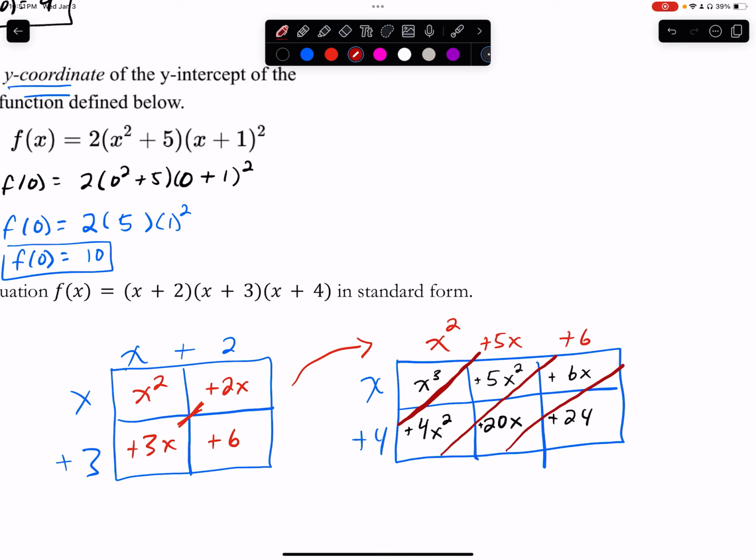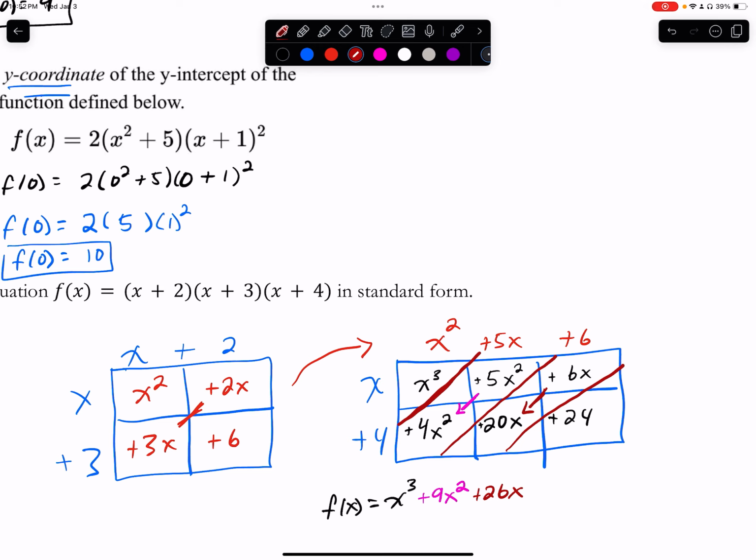So if I'm going to write my function in standard form, I'm going to say f of x is equal to x to the third is the first. And the next thing I'm going to look at is, well, I want to travel in this direction right here. And I'm going to add 5x squared plus 4x squared is plus 9x squared. And then I'm going to look at the third diagonal right here. And notice that 6x plus 20x is plus 26x.